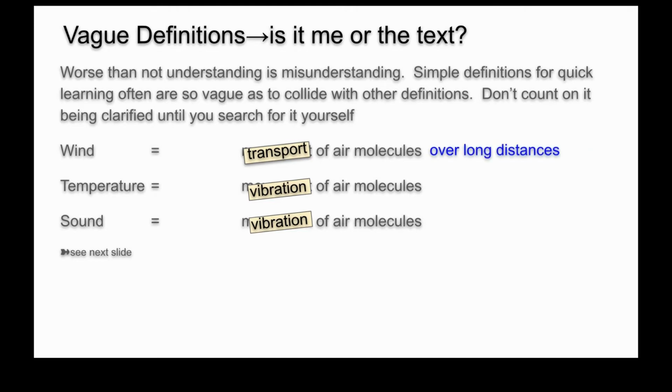Wind is the transport of air molecules over long distances. Now we're a bit better with only 3 words added. Temperature is the random vibration of air molecules, while sound is the organized vibration of air molecules. Now the definitions are taking shape. This is something you could do, and it would make a huge difference on teachers who test definitions.